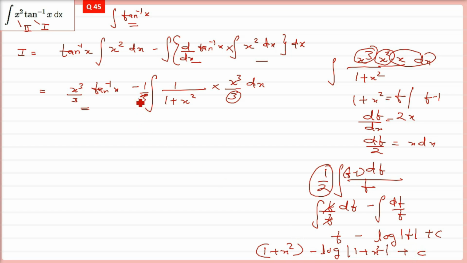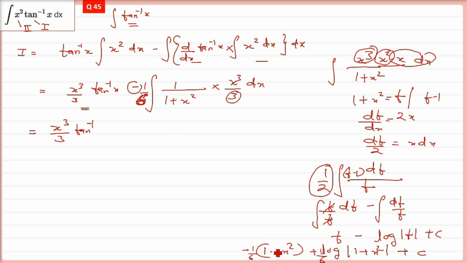Now we have 1 by 6 already there because we have integrated x cube by 1 plus x square. This is the result of that one. Half already taken with 1 by 3, 1 by 6 we already got. So x cube by 3 tan inverse x, and all other terms which are coming up will be multiplied by negative 1 by 6. So just multiply everything by negative 1 by 6. This will be plus 1 by 6.